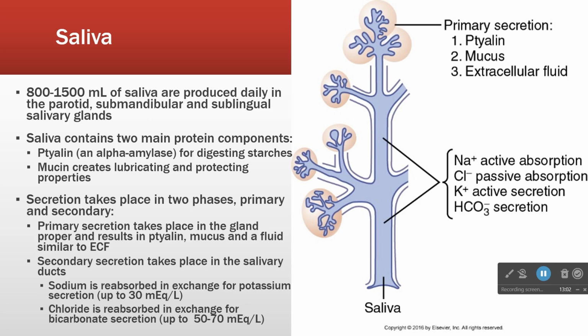So what's different? Sodium is reabsorbed in exchange for potassium. So that means saliva has a higher potassium level and a lower sodium level because of that. And then chloride is reabsorbed in exchange for bicarbonate. So the amount of chloride in the saliva decreases, the amount of bicarbonate increases. Now, this last bit is an active and important part of our oral health.